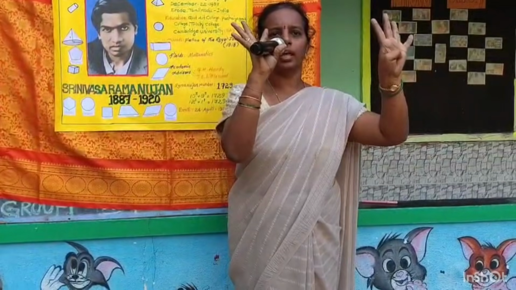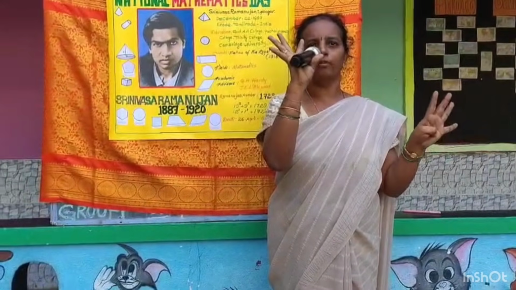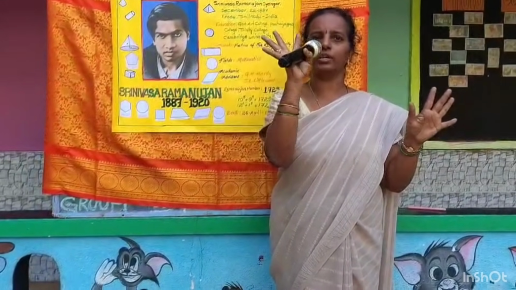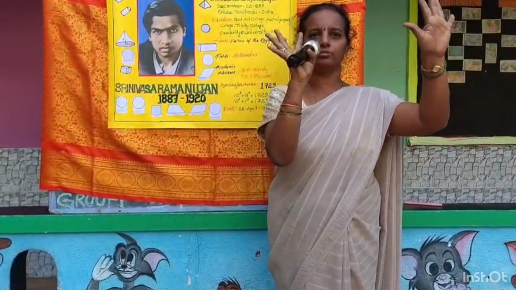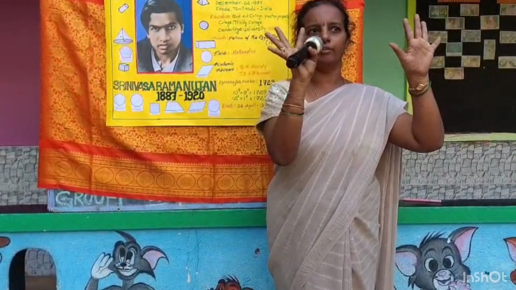Nine fives. The fifth finger is the closed finger. The left side fingers say 40, and this is 5. So 45. Nine sixes. The sixth finger is the closed finger. This is 50, and this is 4. So nine sixes are 54.